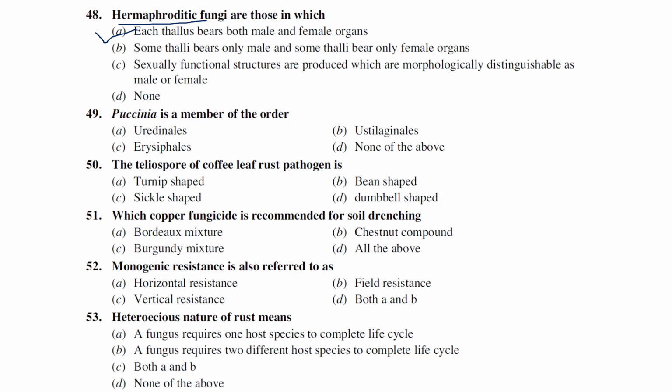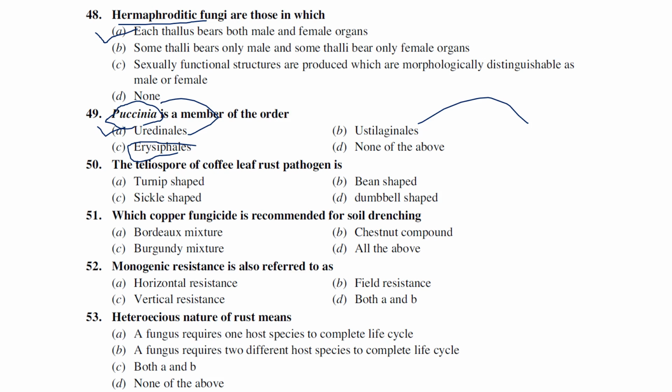Next one is, Puccinia is a member of the order Uredinales, Ustilaginales, Erysiphales. Generally, Erysiphales are powdery mildews, Uredinales are rust fungi. So Puccinia is rust. Ustilaginales are generally all kinds of smut fungi. The next one is the teliospores of coffee rust pathogen. Here the answer is Uredinales.